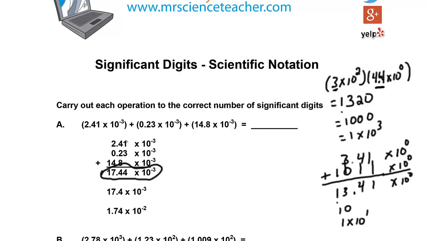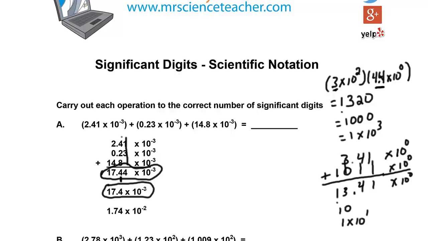And so if we notice, though, they do not all have to the hundredths place. They have to the tens place, but not to the hundredths. So that means my answer has to be rounded to the tenths place. And so I look at this 4. This 4 is less than 5, so I round down, and I get 17.4 times 10 to the negative 3.